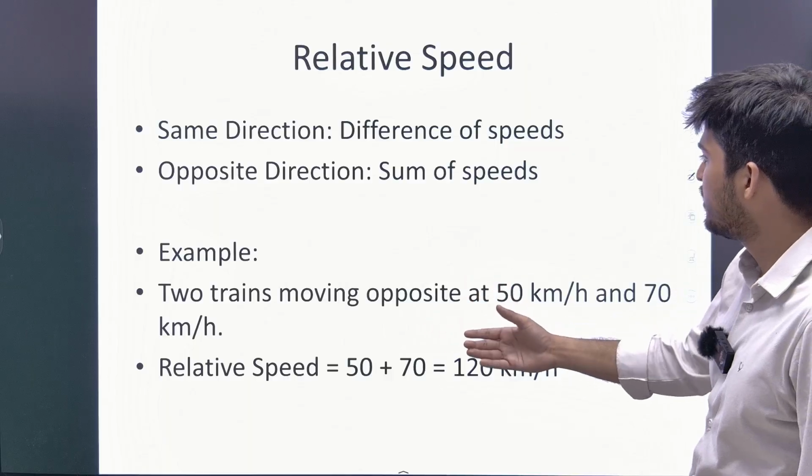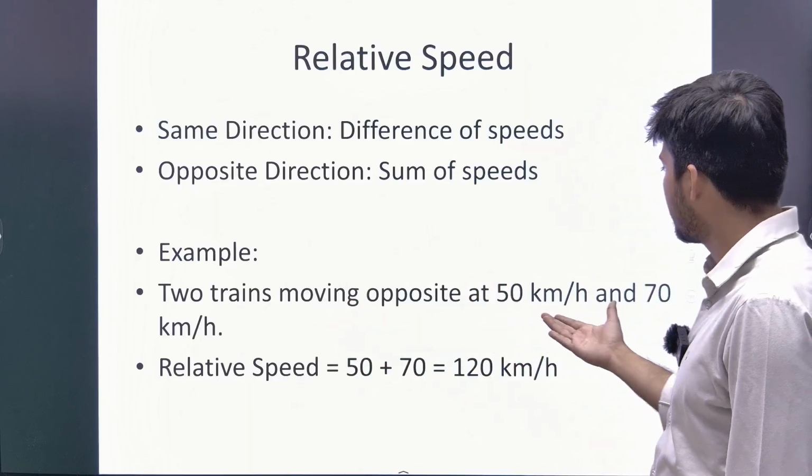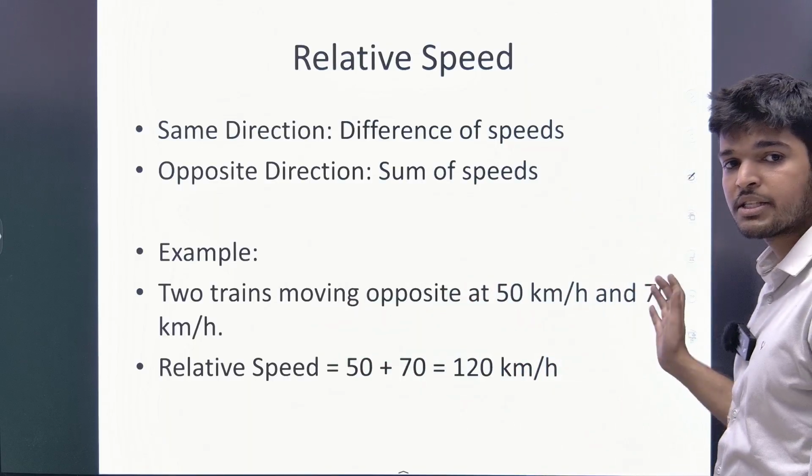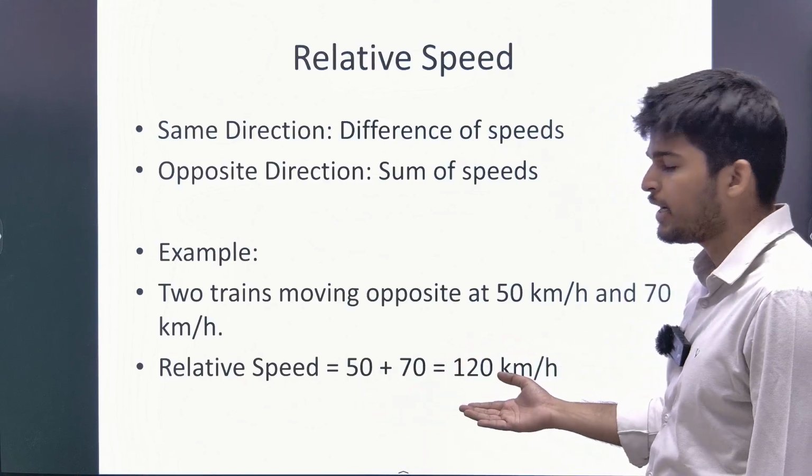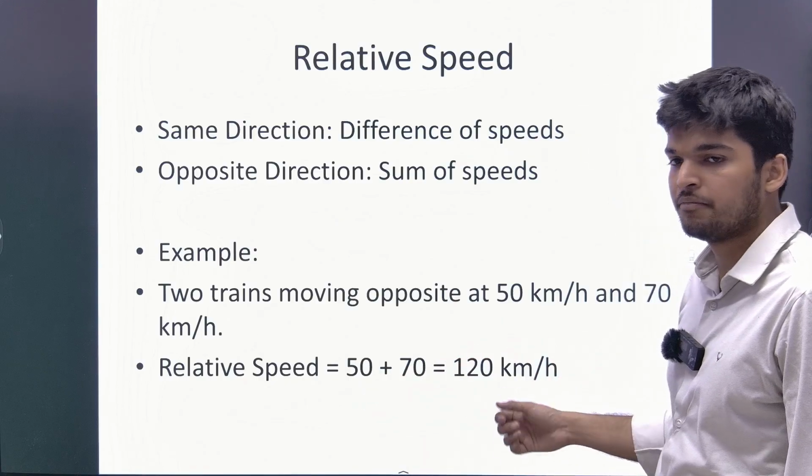An example is given: two trains moving in opposite directions at 50 km per hour and 70 km per hour. So the relative speed would be 50 plus 70, that is 120 km per hour.